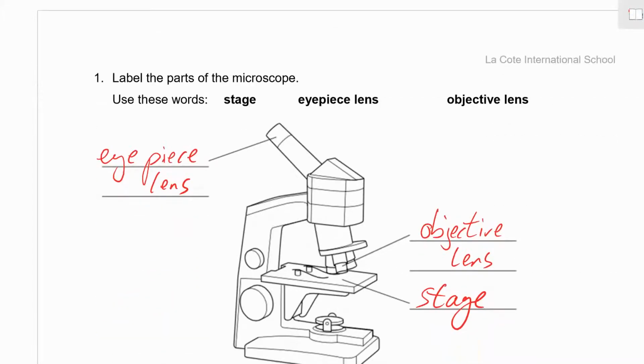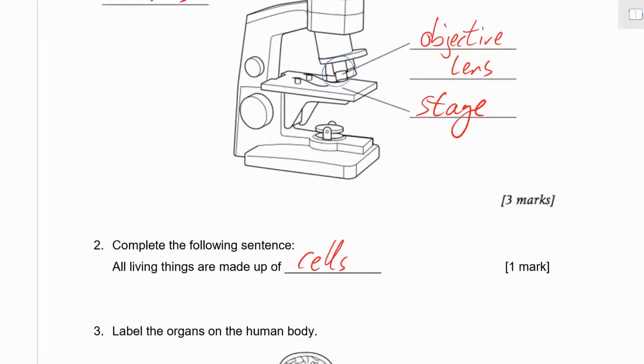Question 1, what we were looking for was eyepiece lens, and a little suggestion: when you go through a test, when you've written a set of words down, cross the words off so that you know that you've used them. Objective lens is this part, that's the part of the lens which essentially magnifies, and then the stage, that's where you're going to put your slide.